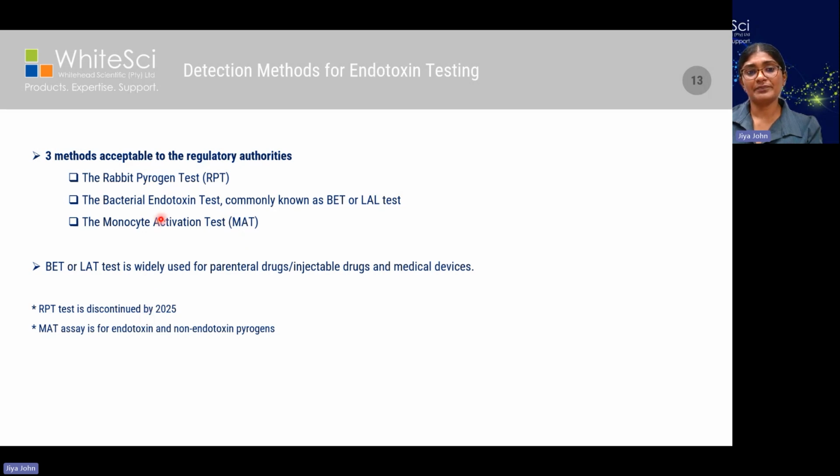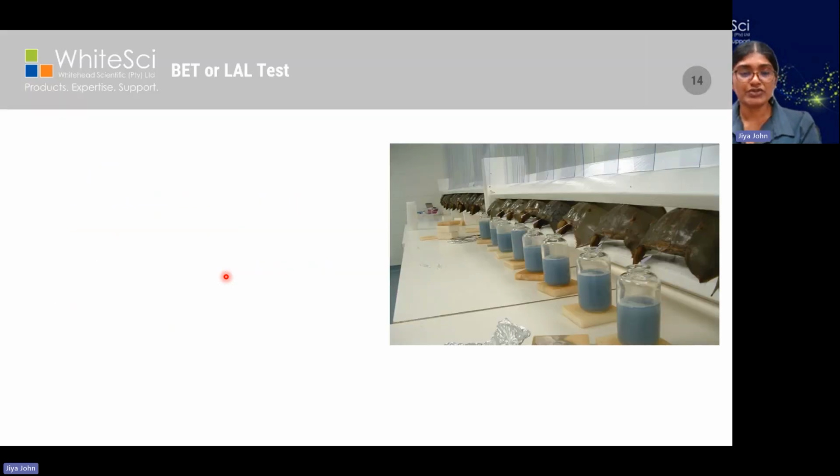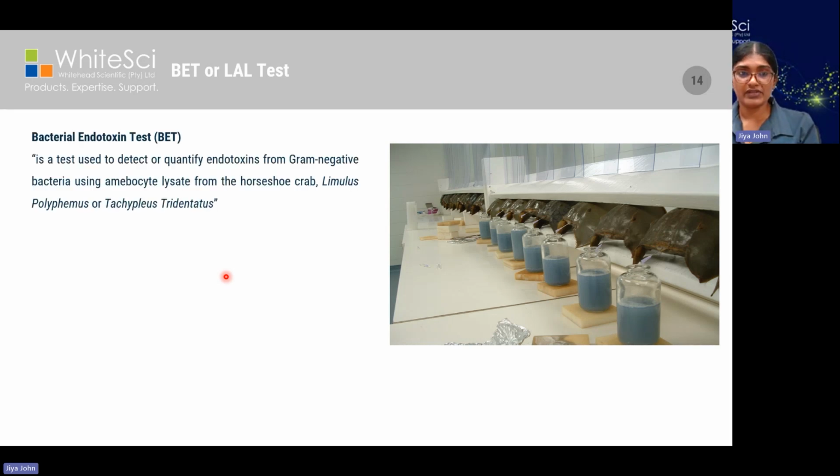So there is a plea for all the medical device manufacturers and injectables to move from the rabbit pyrogen test to either the LAL BET test or the monocyte activation test, depending on the objective of the product. The LAL test is widely used in the parenteral drug and medical device industry. So I just want to introduce you to what this BET or LAL test is.